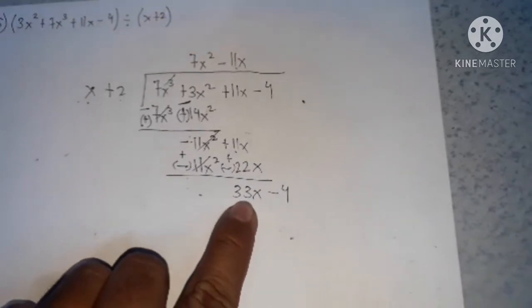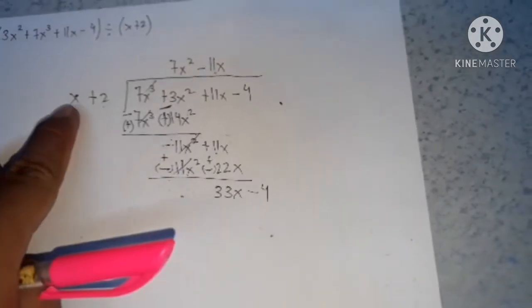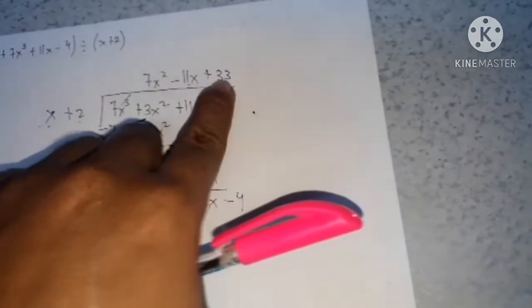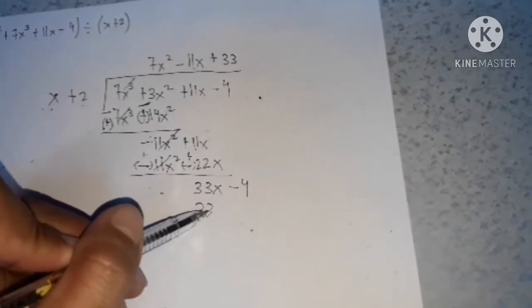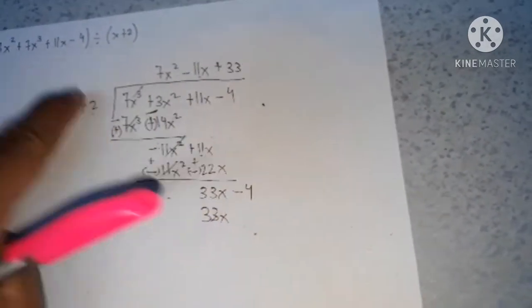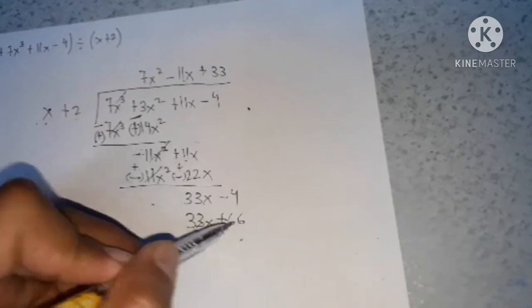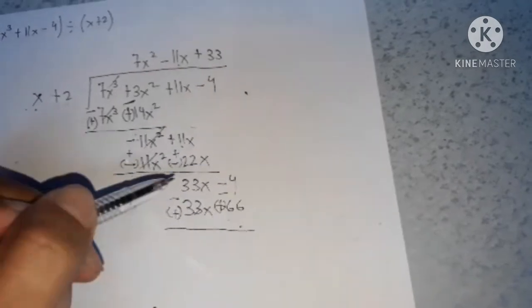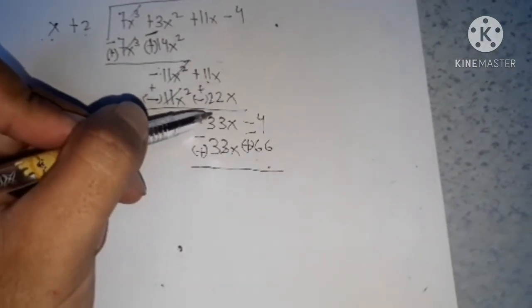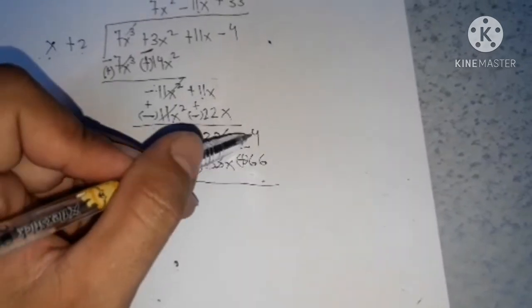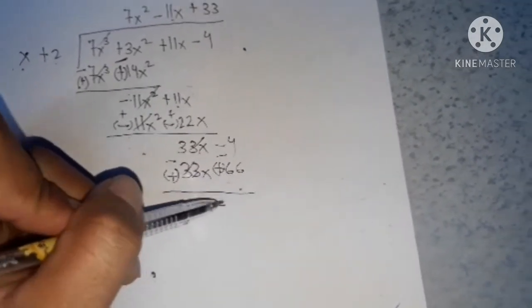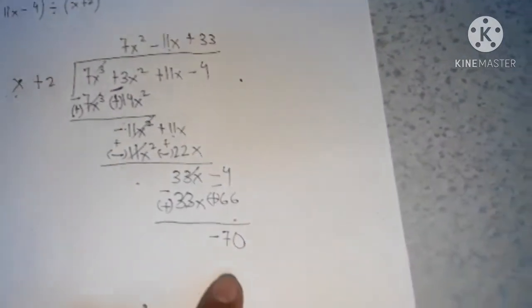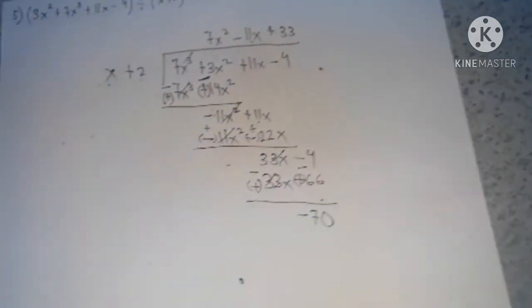And then divide. So you have positive 33x divided by positive x, that is positive 33. And then 33 times x, so you have 33x. And then 33 times 2, so you have 66. So changing the sign from positive magiging negative, positive 33x plus negative 33x is 0. And then negative 4 plus negative 66, that is negative 70. So you have 7x squared minus 11x plus 33, remainder negative 70.